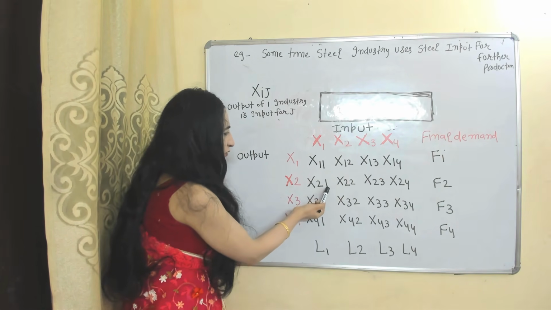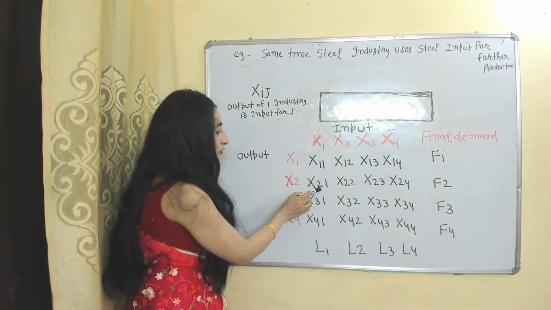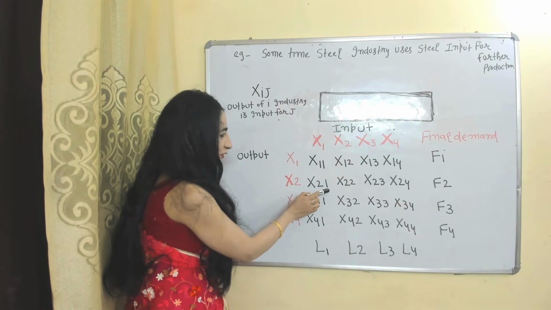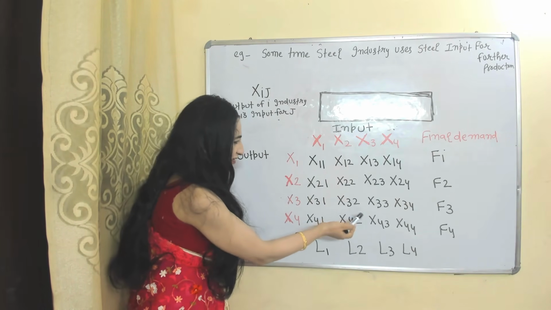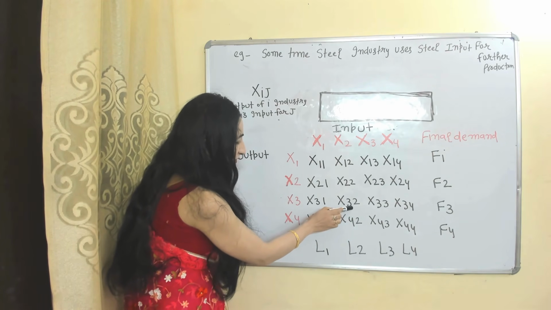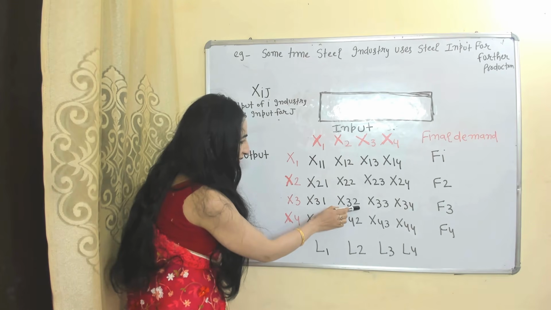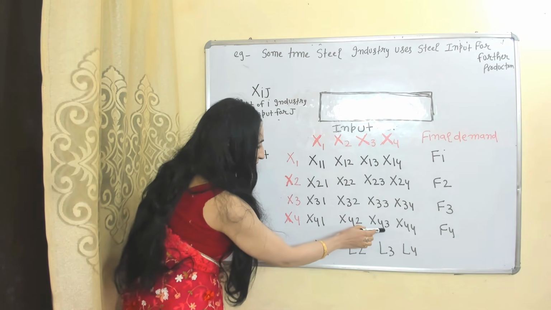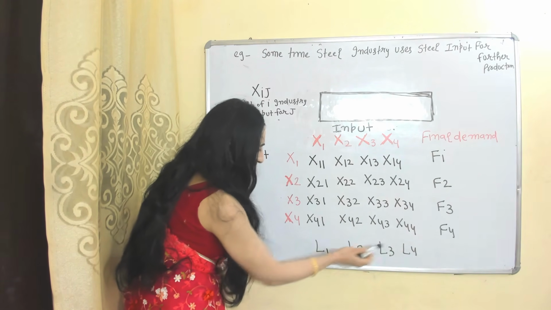Similarly, X21 represents that the output of the second industry is an input for the first industry. Similarly, you can see the other cases. X32 represents that the output of the third industry is an input for the second industry. X43 represents that the output of the fourth industry is an input for the third industry.